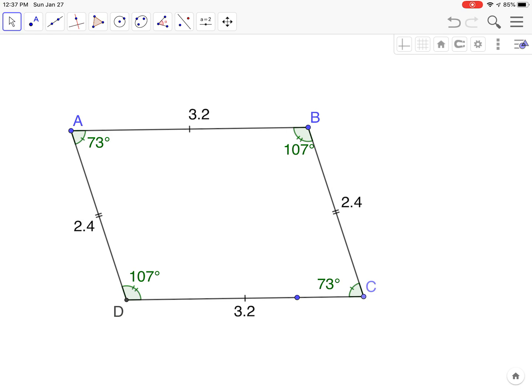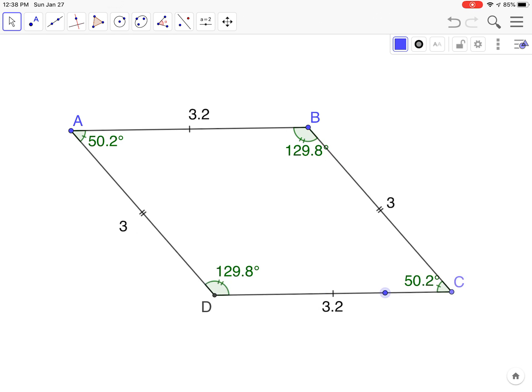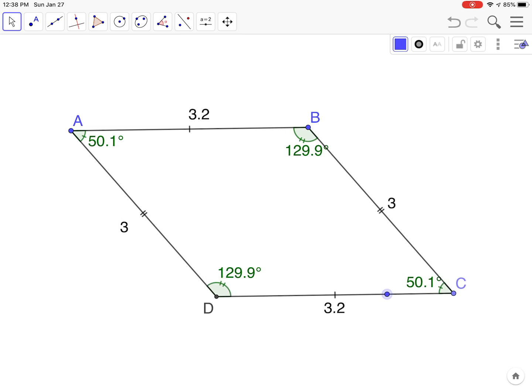Another thing I notice: if I look at any two consecutive angles, meaning two in a row as you go around the parallelogram, like angle A and angle B, where A and B are consecutive, B and C are consecutive, and so on, they seem to always add up to 180 degrees. 73 and 107 add up to 180 degrees. If I change it to something else, it also seems to always be true. You can see that they still seem to be supplementary. They add up to 180.